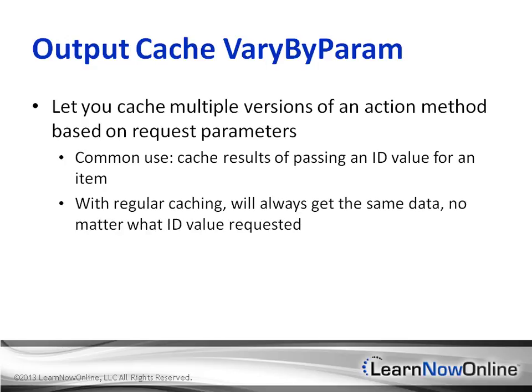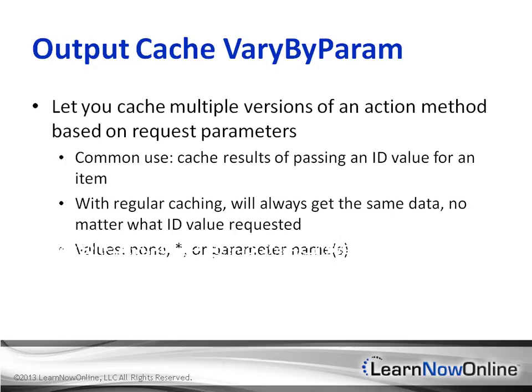Now, with regular caching, you'll always get the same data no matter what ID value is requested. But when you use vary by param, then the data for customer ID 10 is cached. And if a user requests information about customer 20, then that data will be regenerated afresh because it looks at the parameter value and sees that you don't want the cached value 10 and reads the database or whatever it needs to do to go out and get information about object ID 20.